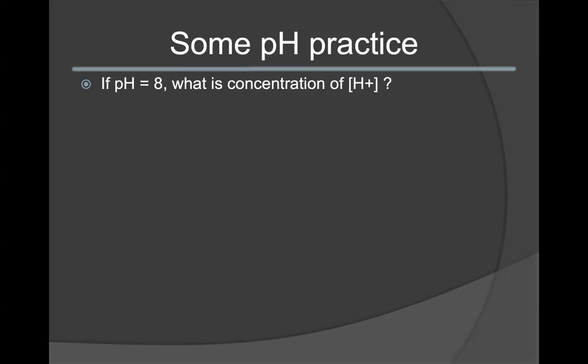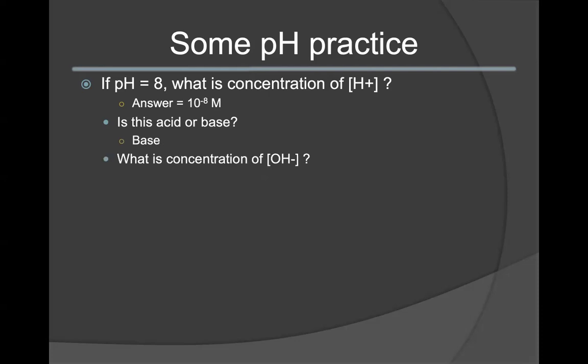So if you know that the pH of a solution is 8, how do you know what the concentration of hydrogen ions are in that solution? Remember, pH is negative log of the concentration. So if the pH is 8, that means that my concentration of hydrogen ions must be 1 times 10 to the minus 8 molar, or simply 10 to the minus 8. Would you consider the solution to be an acid or a base? If the pH is 8, it is above 7, so I would consider this to be a base.